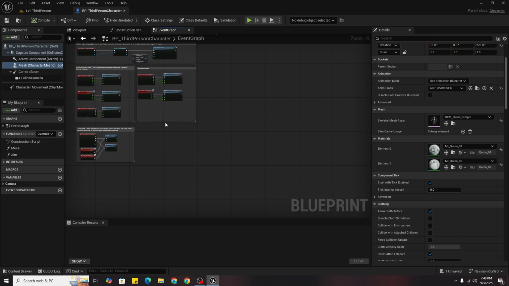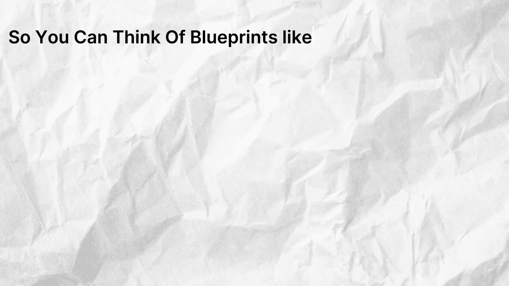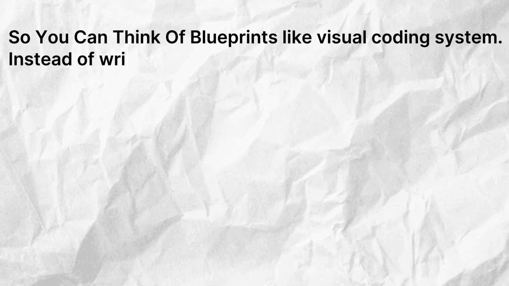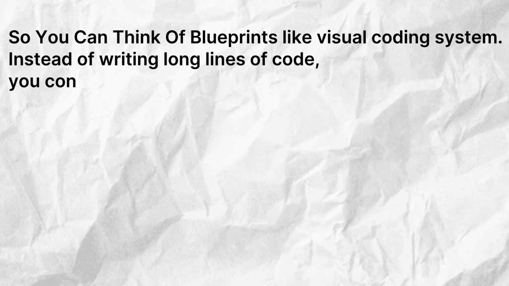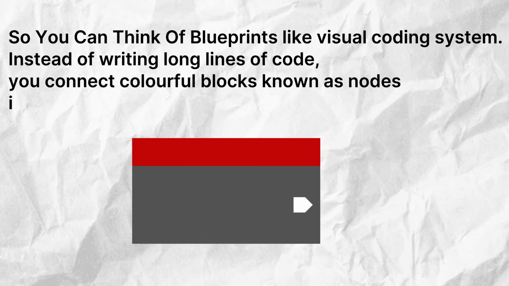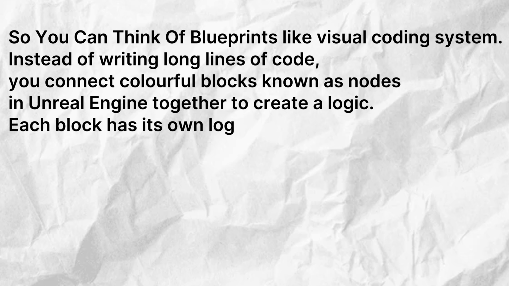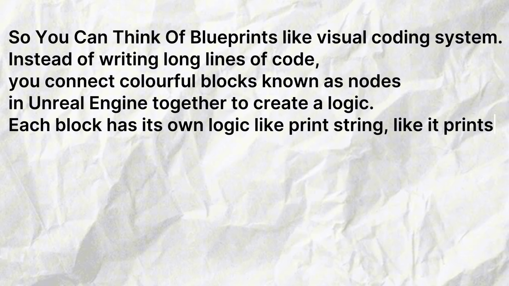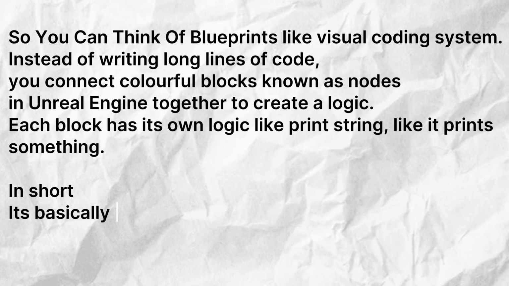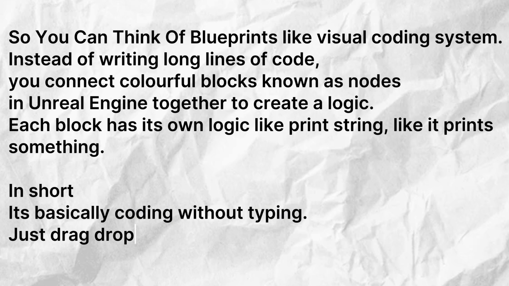Now I will tell you what blueprints are. You can think of blueprints as a visual coding system. Instead of writing long lines of code, you connect colorful blocks, known as nodes in Unreal Engine 5, together to create logic. Each block has its own logic, like Print String prints something, and tells the game what to do, like movements and printing. In short, it's basically coding without typing, just drag, drop and link logic.